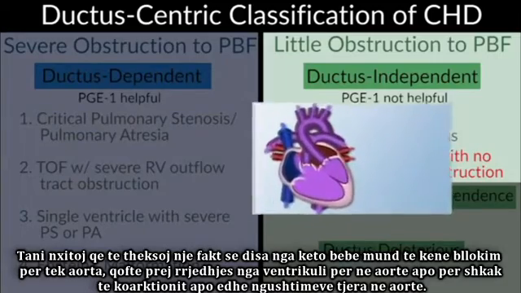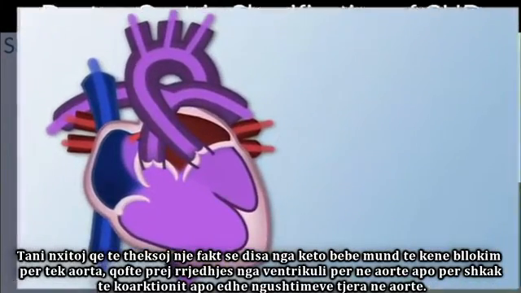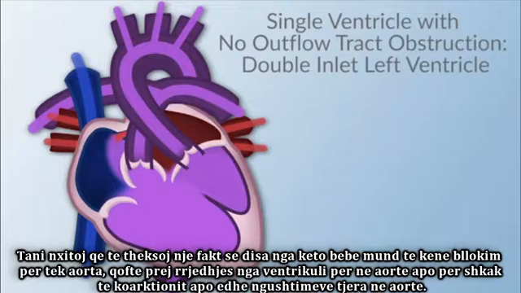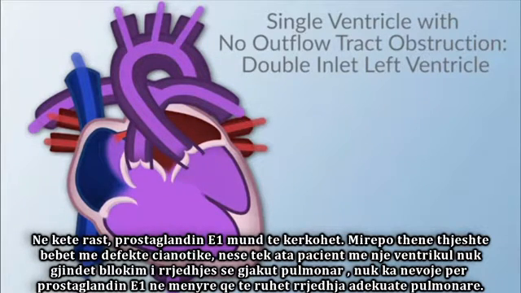Now, I hasten to make note of the fact that some of these babies can have obstruction to their aorta, either flow from the ventricle into the aorta or coarctation or other narrowing of the aorta. In that case, prostaglandin E1 may be required, but simply talking about babies with cyanotic defects, if there's no obstruction to pulmonary blood flow in a single ventricle patient, there's no need for prostaglandin E1 in order to maintain adequate pulmonary blood flow.